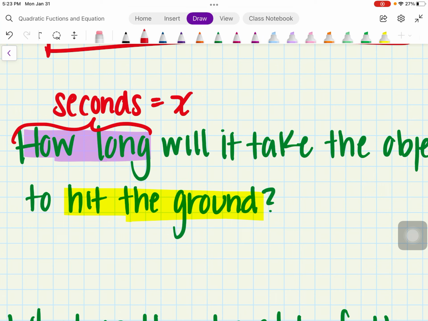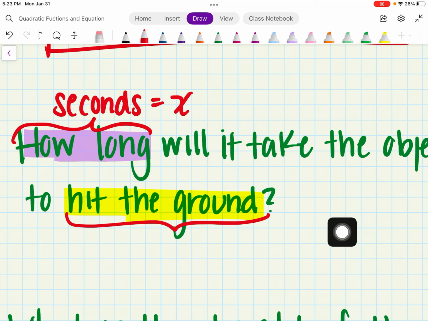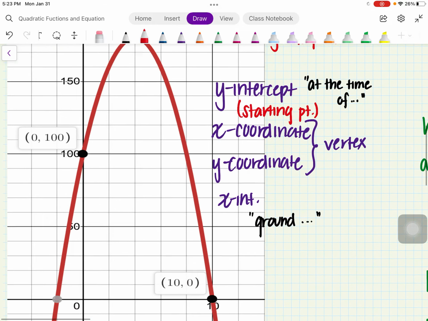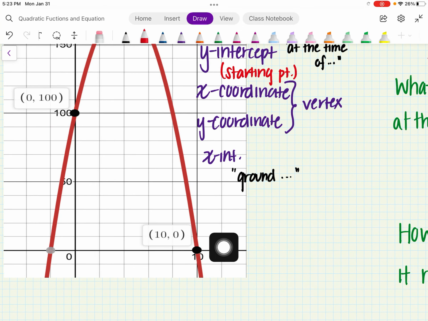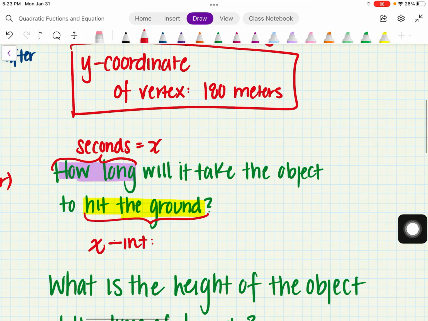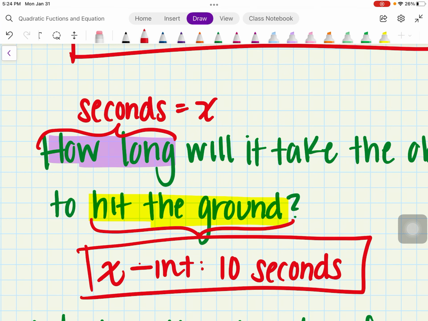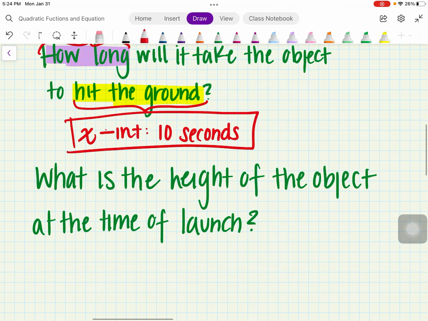And another key phrase for us is hit the ground. So basically, when the object is launched, when is it going to be at rest? When is it going to be at the ground? And in this case, the only point that represents ground level would be our x-intercept. So let's go ahead and take a look at our graph for our x-intercept. And in this case, guys, our x-intercept is found on the x-axis. So our answer there would be 10 seconds. All right. Let's go ahead and take a look at the next one, guys.